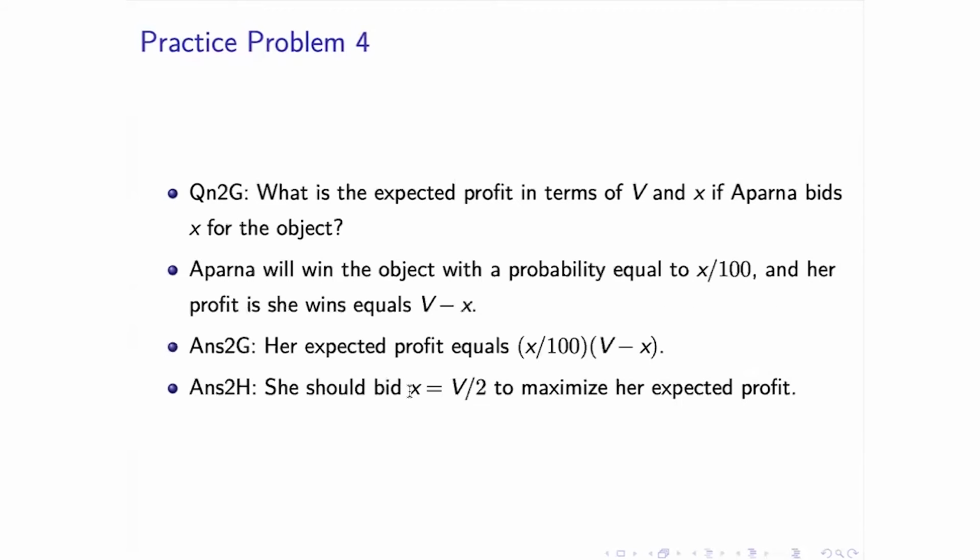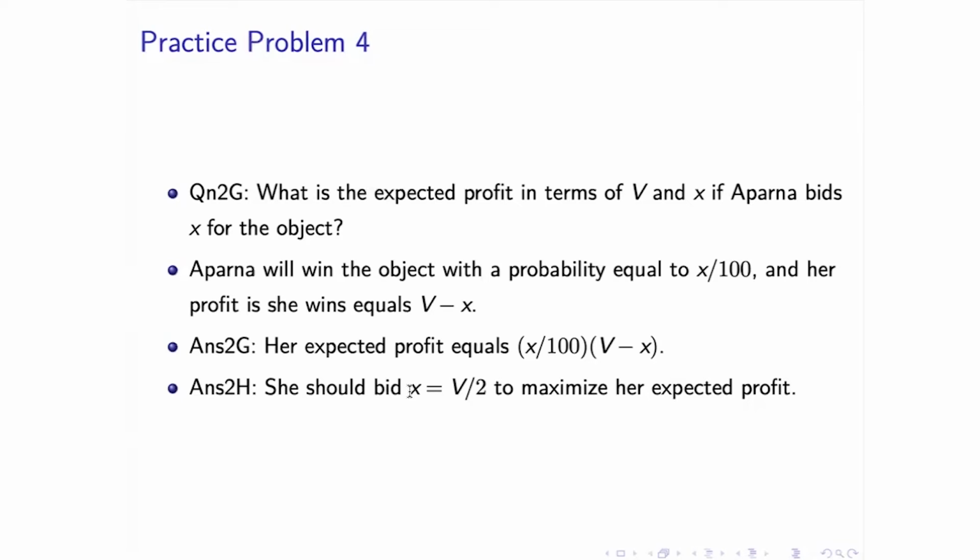Okay, so what's the expected profit? How do you go about calculating it? You again do the same thing. Suppose you bid X, then Aparna will win the object with a probability equal to X by 100, right? And if she wins, then her profit is going to equal V minus X, right?